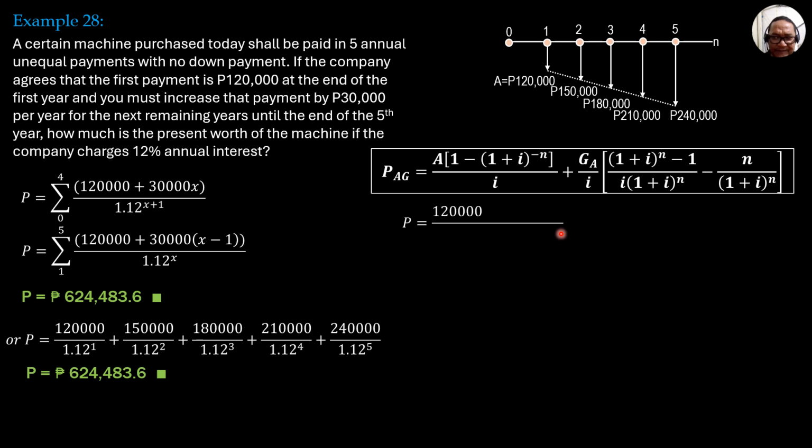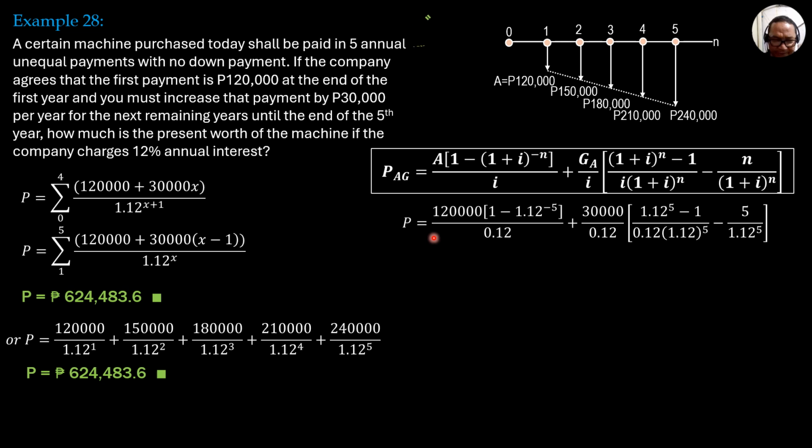So substituting 120,000 quantity 1 minus 1.12 to the negative 5 over 0.12 plus 30,000 over 0.12 quantity 1.12 to the 5 minus 1 over 0.12 times 1.12 to the 5, then minus 5 over 1.12 to the 5. Solving for P is equal to 624,483.6. So maybe you can remember this approach because there are only 5 values to be projected to the present.